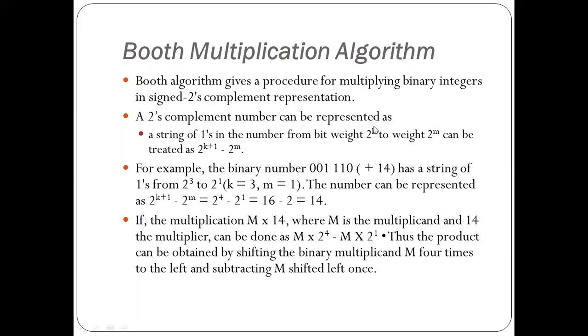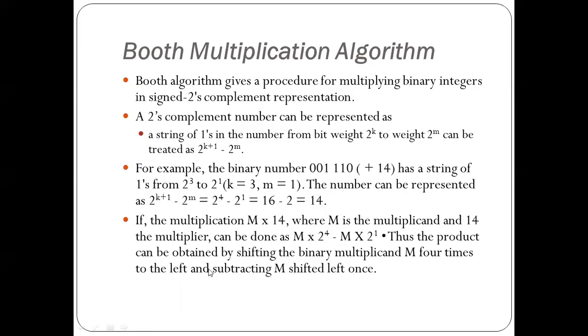So a 2's complement number can be represented as a string of ones in the number from bit weight 2 power k to bit weight 2 power m, where k is greater than m. Okay, k is greater than m. That can be treated as 2 power k plus 1 minus 2 power m. So in the example that we have seen already, plus 14, here I have a series of ones from 2 power m where m is equal to 1 to 2 power 3 where k is equal to 3. In that case, I can represent it like this: 2 power 4 minus 2 power 1.